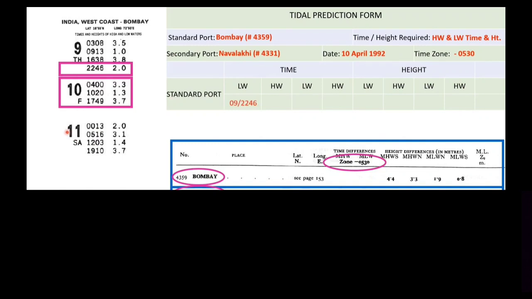So now we have the low water at 22:46. The height of low water is 2 meters. We have a high water at 0400 hours. Height is 3.3 meters. We have a low water at 10:20. Height 1.3. We have a high water at 17:49 and height is 3.7.